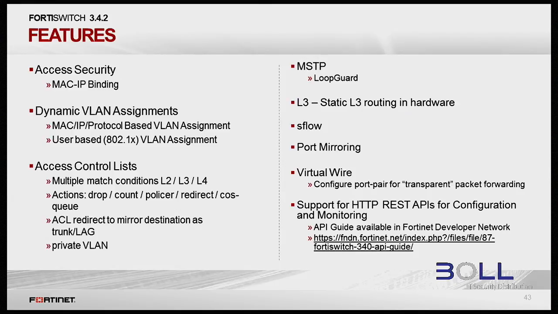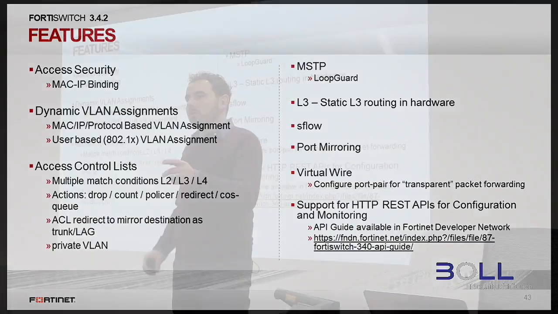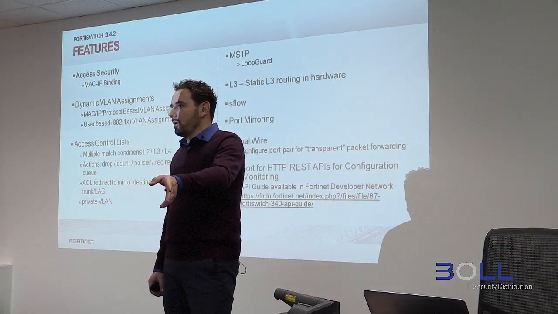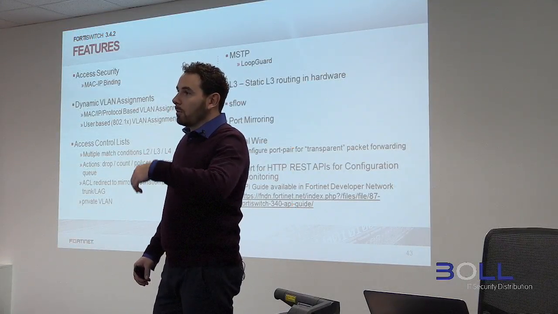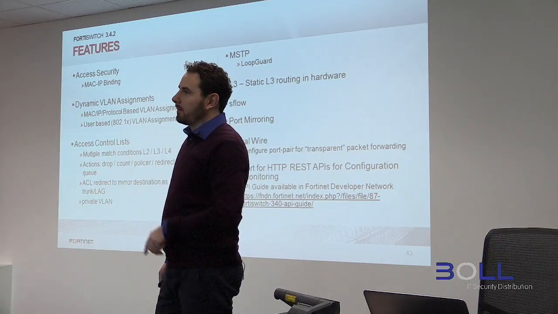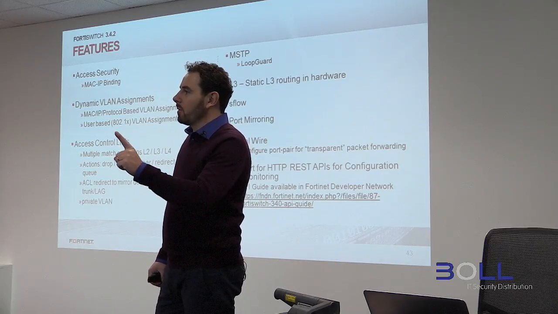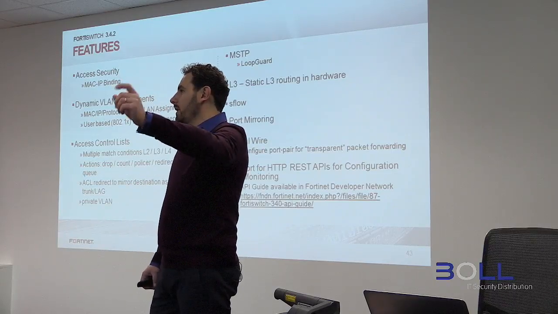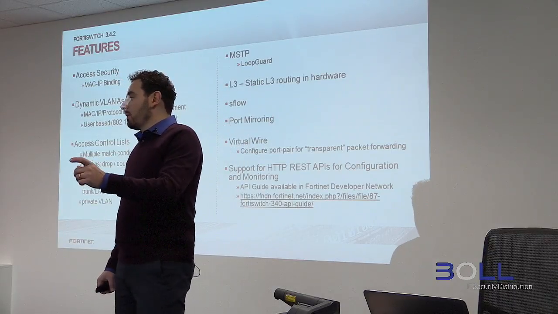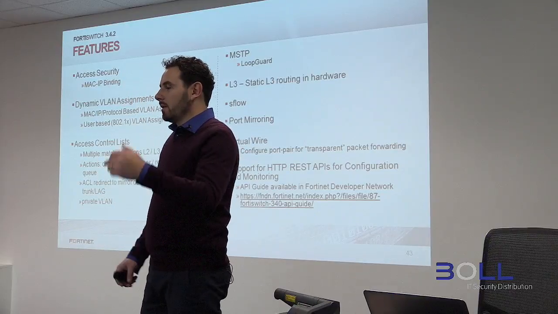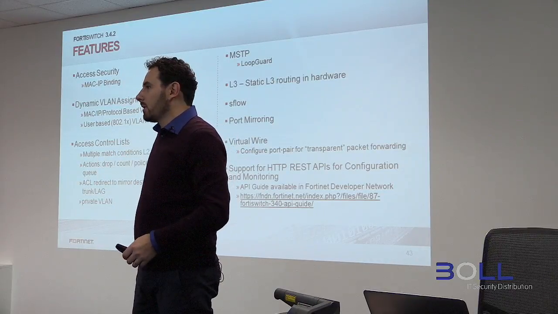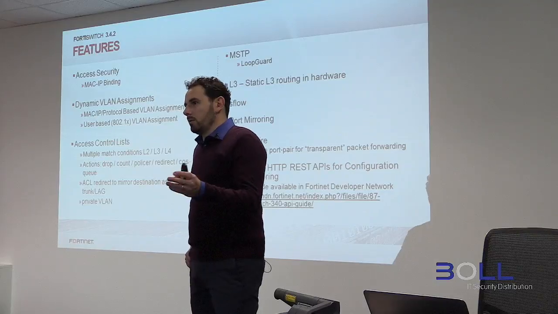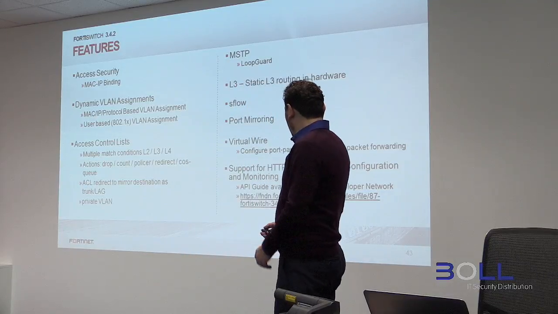sFlow for monitoring. If you want to do mirroring, you can do it locally. You configure the mirror, and it will just send to a different port. But if you want to do remote mirroring, you can use sFlow with a sample rate of 1. It will send all the packets to a remote destination with the sFlow protocol, and then you can check the traffic there. So you can also do remote monitoring.